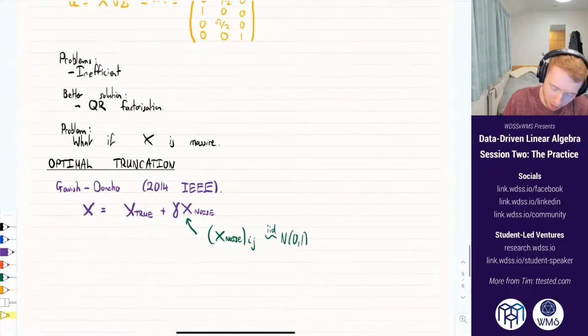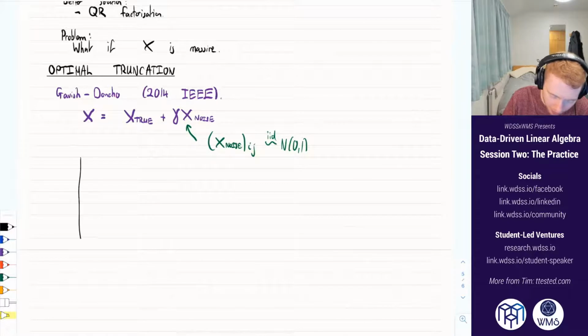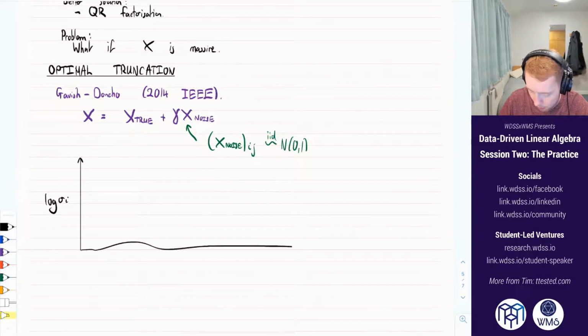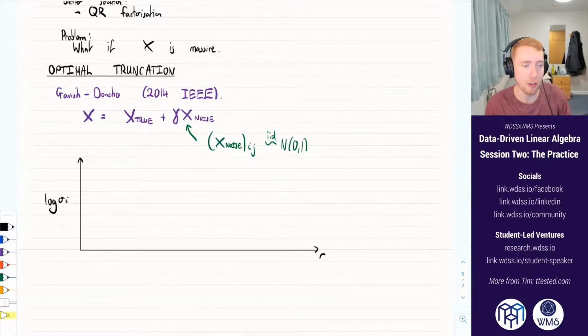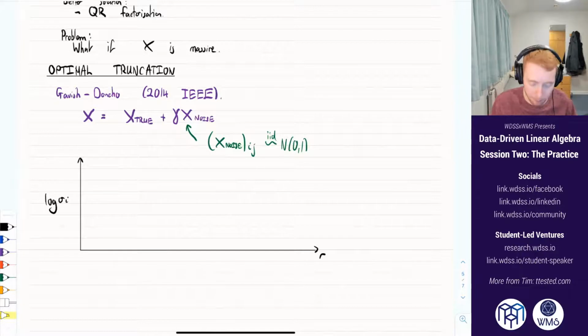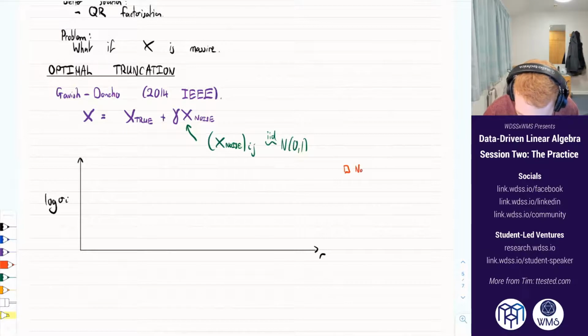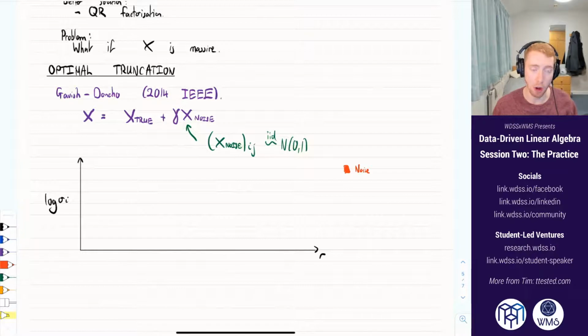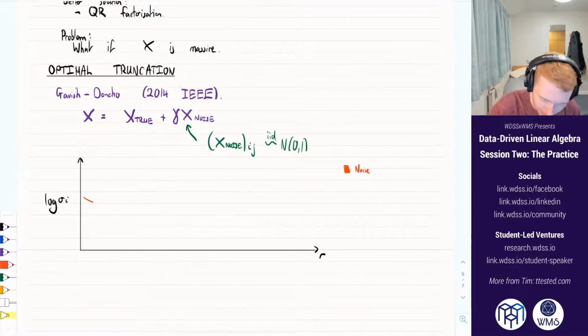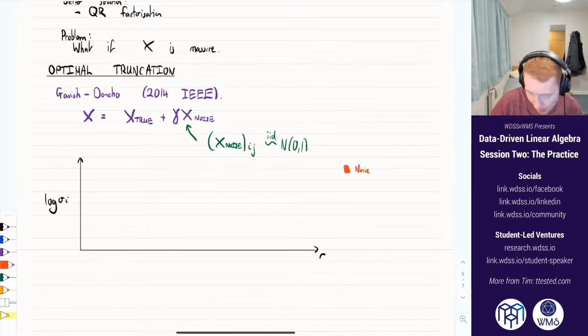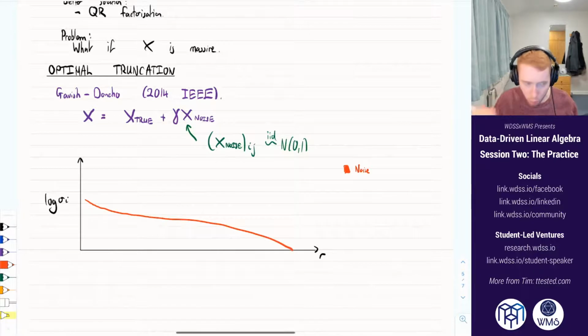Then what we can do is this log sigma i plot against rank, and we can do this for simulated noise data. We take some noise, compute the decomposition a lot of times, and plot what the singular values look like for that noise. It tends to look something like this: a small lip, and it flattens out to zero. That's what we would expect if our matrix was entirely noise.